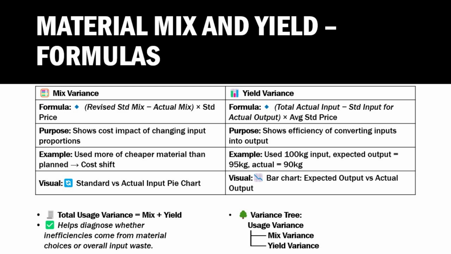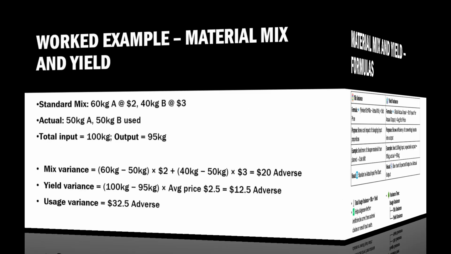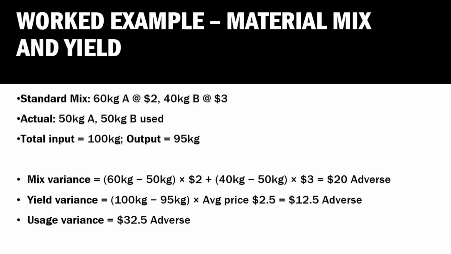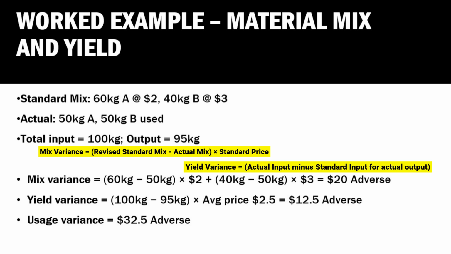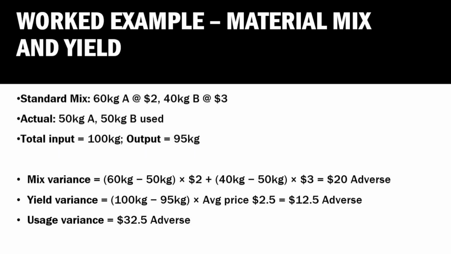For example, the standard mix is 60 kilograms of material A at $2 and 40 kilograms of material B at $3. Actual usage is 50 kilograms each with 95 kilograms of output. Mix variance equals $20 adverse. Yield variance equals $12.50 adverse. Total usage variance equals $32.50 adverse. This shows that both the choice of materials and production efficiency affected the result.